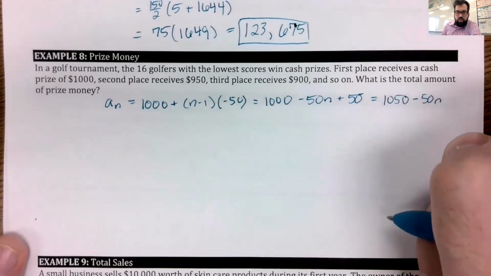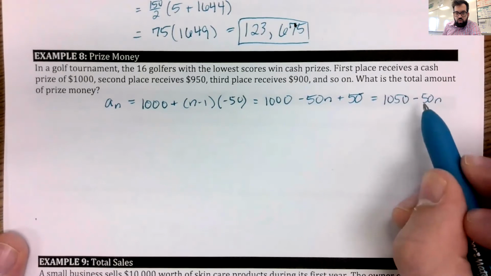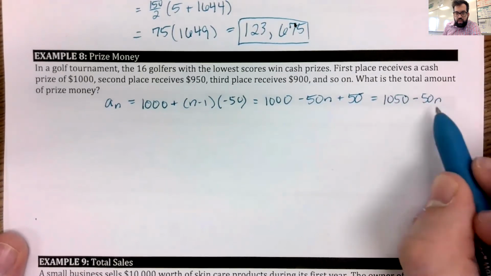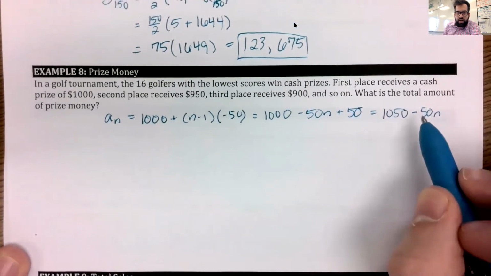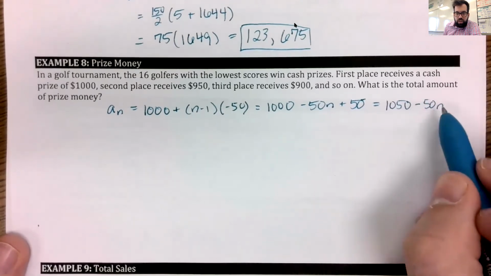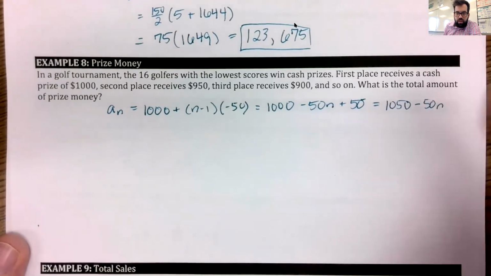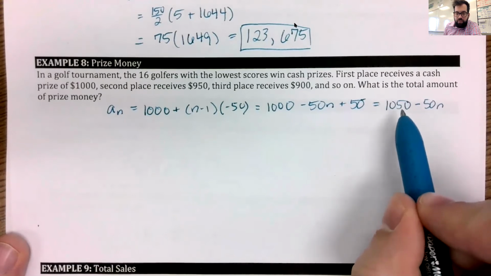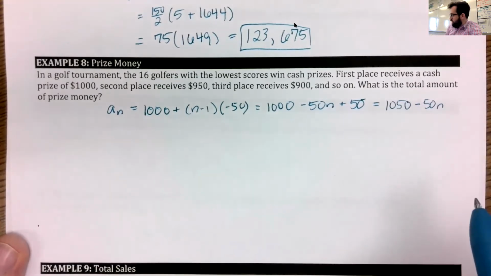And I know when I've been doing this, I sometimes switch which order I put the n term and where I put the constant term. I usually just say if one of them is subtraction, I usually put that one second, but it really doesn't matter. I could have had negative 50n plus 1,050 and it would have been the same thing.